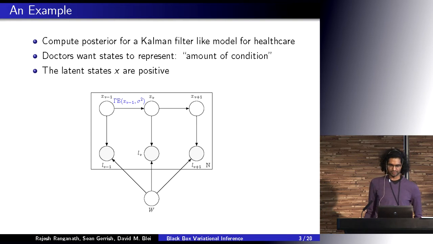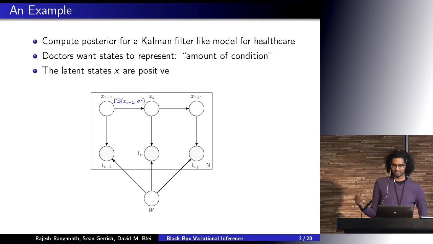In this example, we are looking at 3 steps of a time series. Here at the bottom, the L's are shaded. They're the observations. They're lab values measured at a visit to the doctor. So you can think of cholesterol, blood pressure, things like that. The X's are the latent states that represent the state of the patient as they travel through time. And doctors would like these latent states to represent amounts, so we make them positive.